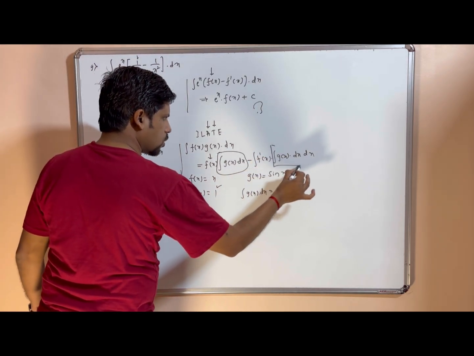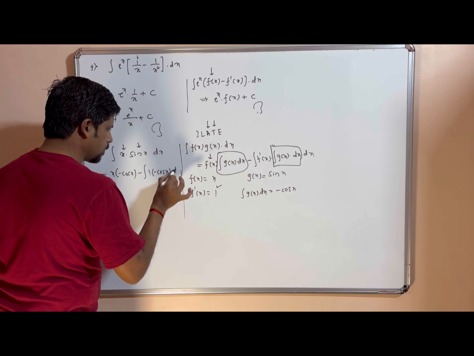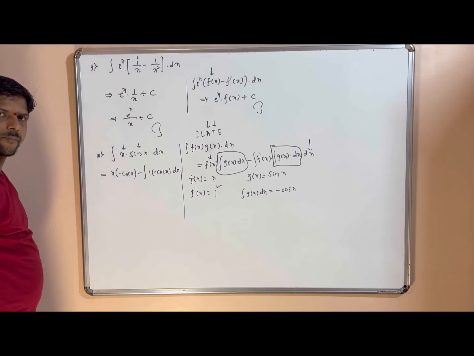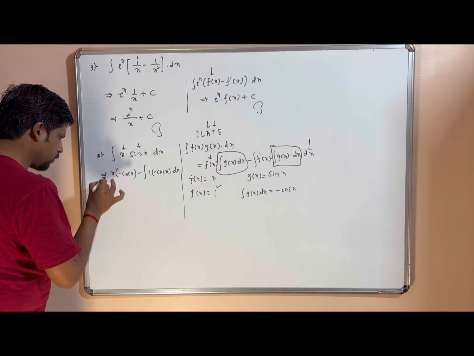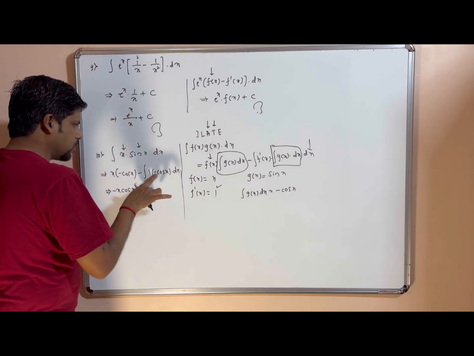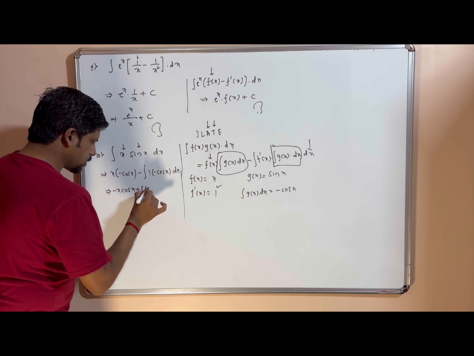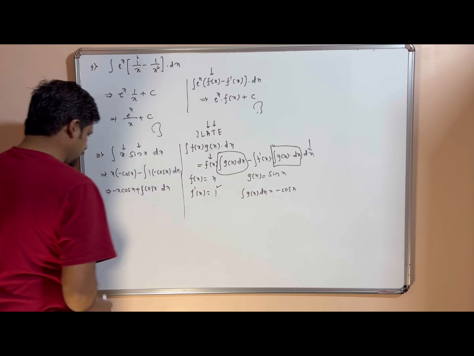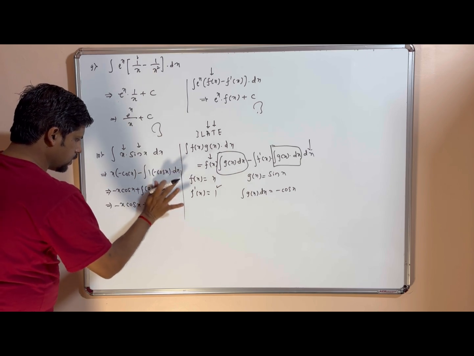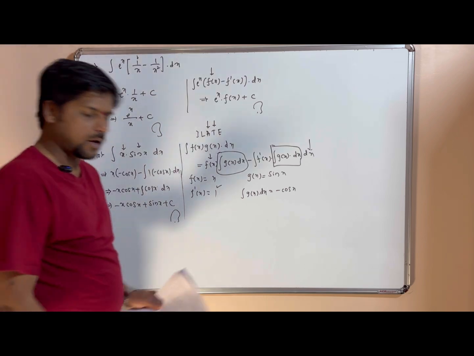Again, integration of g of x into dx is minus cos x, and here we remain with 1 dx because our integration symbol is still here, right? So now simplify this one. We get minus x cos x, minus into minus plus 1 into cos x, which is integration of cos x into dx. So minus x cos x, integration of cos x is sin x, plus c, which is our required solution.